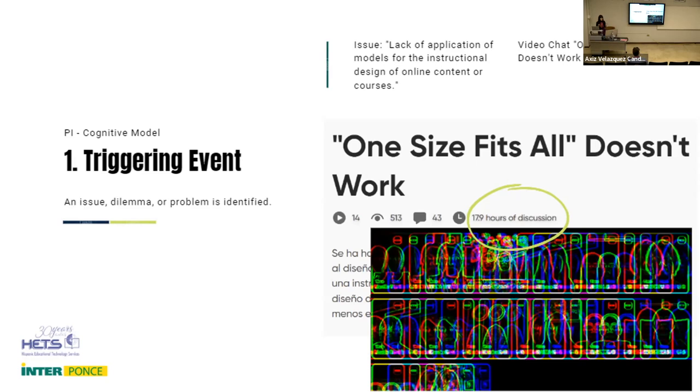And the topic was "one size fits all doesn't work." They see this topic and think, my God, what do you mean it doesn't work? It always works, no? And I put an article so they can analyze why, from the perspective of instructional design, it doesn't work. That was the triggering event. I had only 14 students, but I had 1,515 views. They also commented on the other students' arguments, and they had almost 18 hours of discussion. That's more than the amount of time we usually recommend for a week in online learning. So that was the first activity.